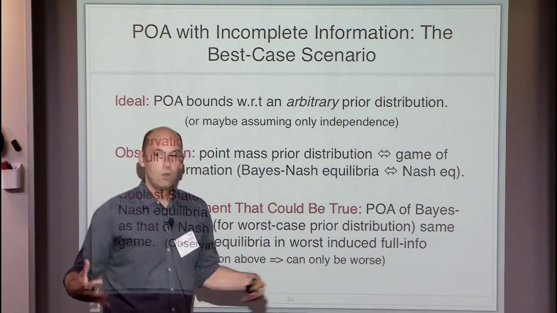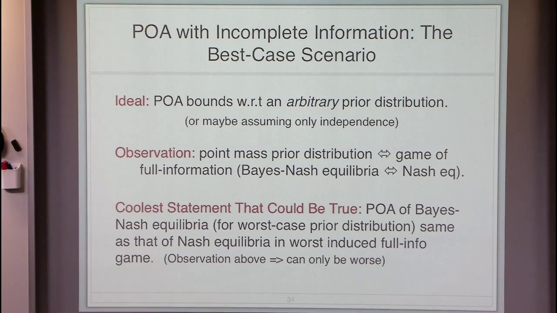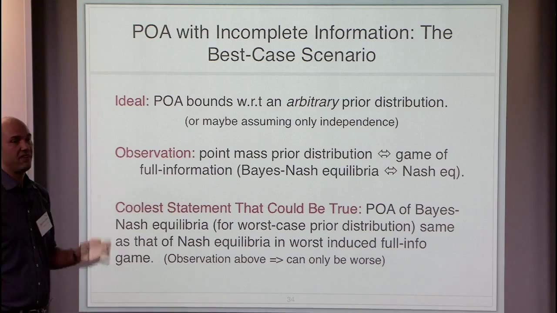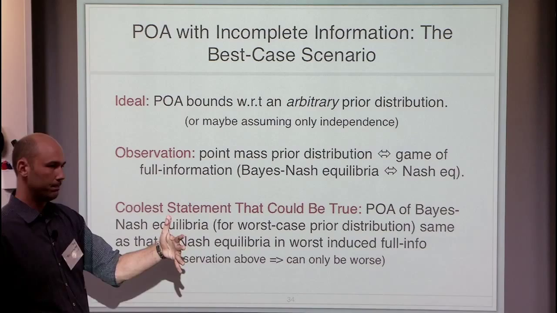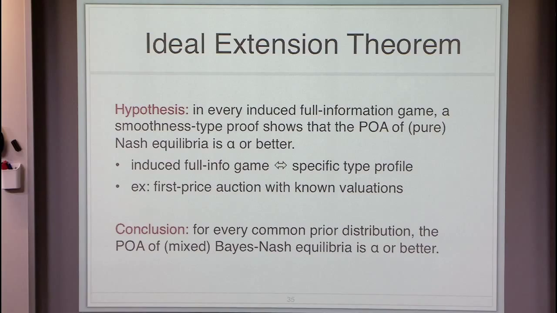What's the coolest statement that could be true about Bayes-Nash equilibria with respect to an arbitrary prior? The best case scenario is that it's no worse than the price of anarchy of Nash equilibria in the induced full information games when you fix the full type vector. It can only be worse than that. The best case scenario is that it's exactly the same, for worst-case prior distribution bounds. Now, phrased that way, it really suggests this extension theorem paradigm, which is meant to take bounds from a special case and lift them losslessly to the general case.